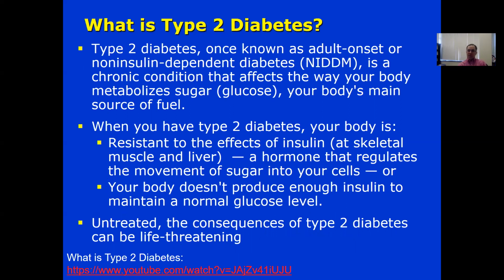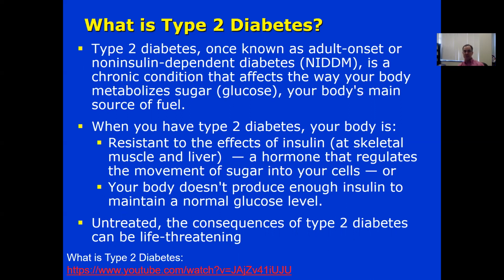Again, type 2 diabetes is just a term; it used to be called adult onset or non-insulin dependent diabetes. But we know now that as more children are developing obesity, they're developing diabetes as well. So the term now is type 2 diabetes. And usually it's a chronic condition that affects the way that the body breaks down sugar.